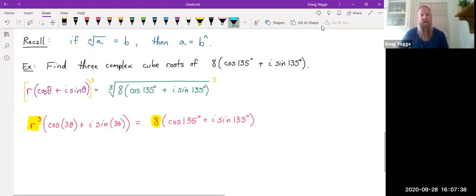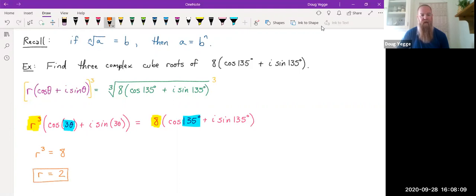And we should also recognize that 3 theta is going to have to equal 135 degrees. So we're just simply finding these cubed roots that are going to make this true. Well, the first thing is pretty straightforward here. We can see already that if r cubed is equal to 8, then that means that the r value is equal to 2. So we've already got the value of r then.